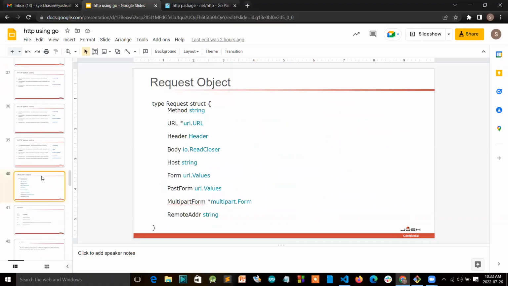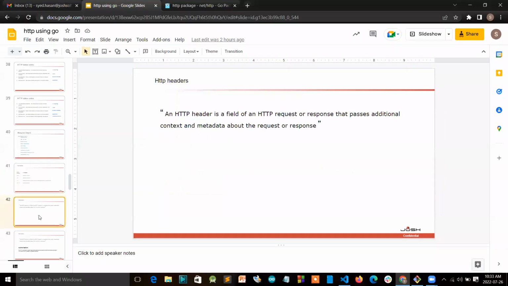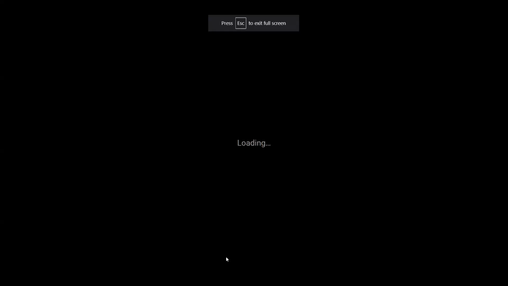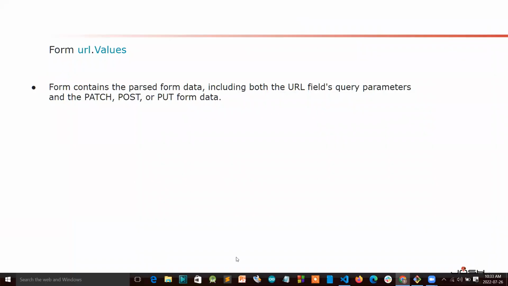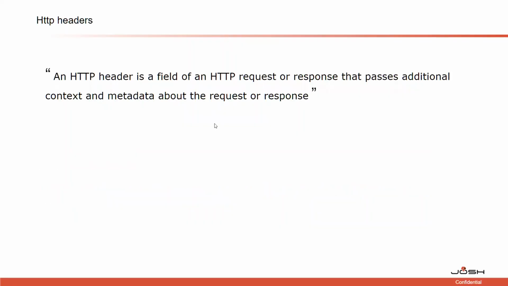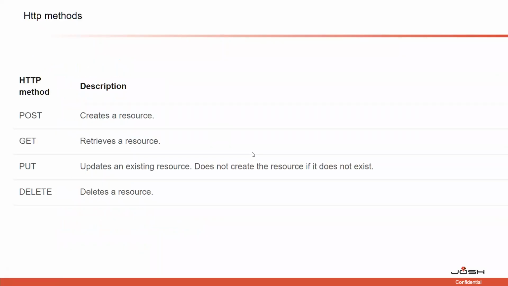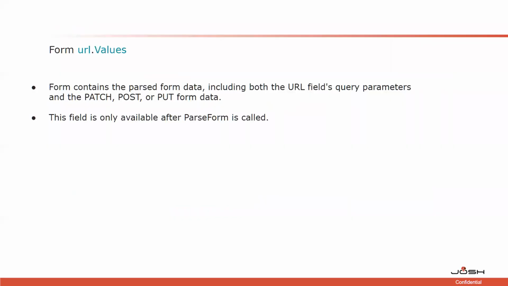Okay, where were we? We were seeing the request object. Okay. So we have seen HTTP headers. Now, give me a second. Yeah, sorry about that. There are two fields I want to talk about: Form and PostForm. Let me show you from the struct first. We are going to see how to access a form and the values posted by it.